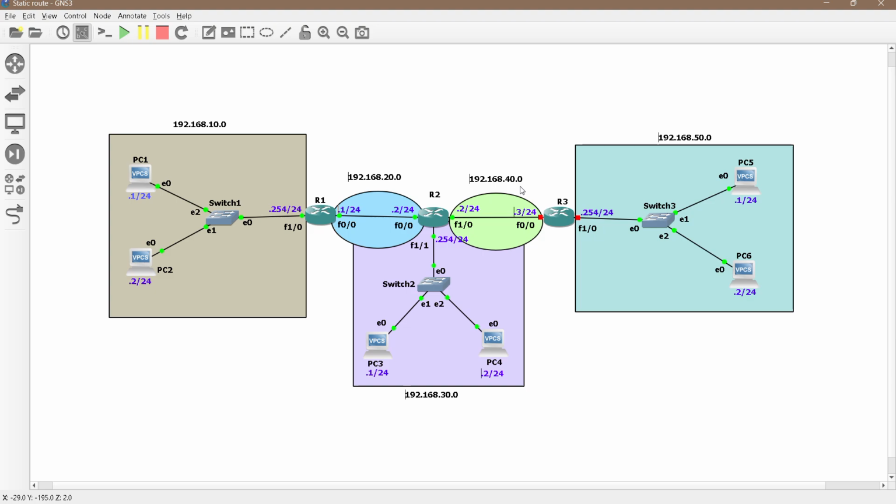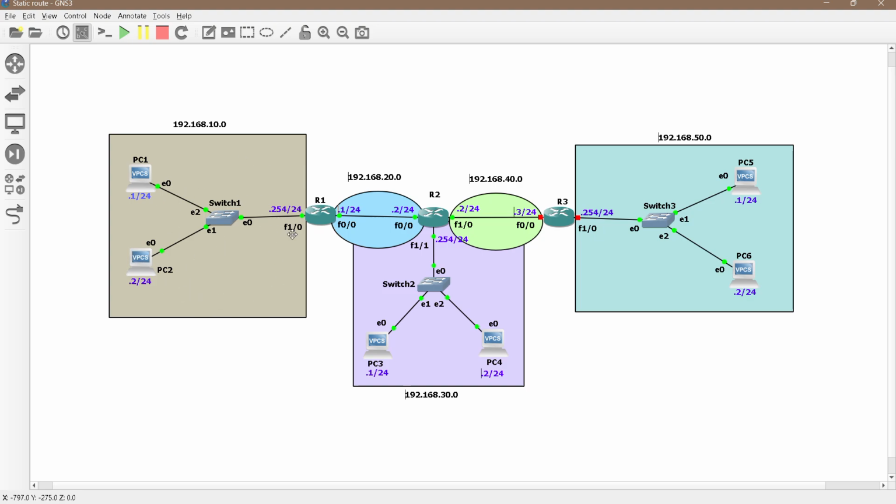Now, when we talk about the default route, as we know, the default route is like a last option, when we don't know where to go. So if you see here, when 10 wants to communicate, there is only one way it can go, right? Here, as you can see. So here we will do the default routing.